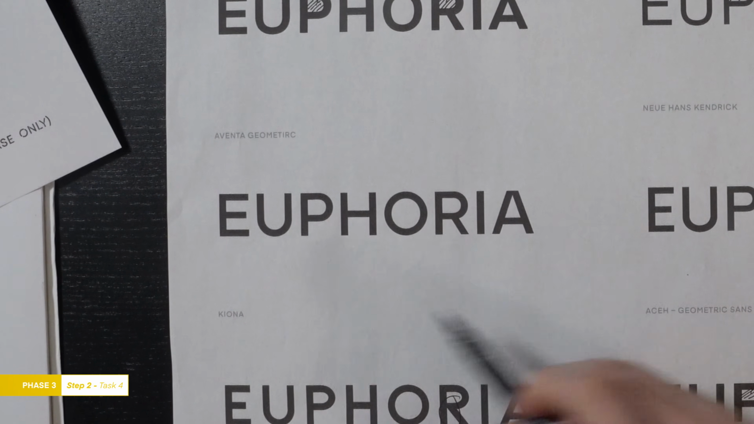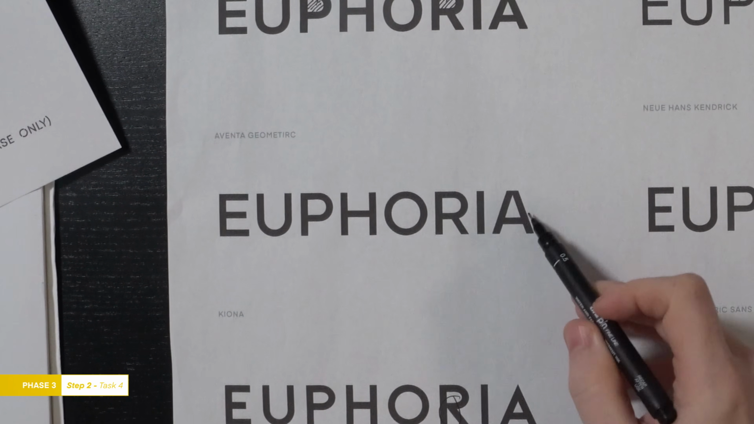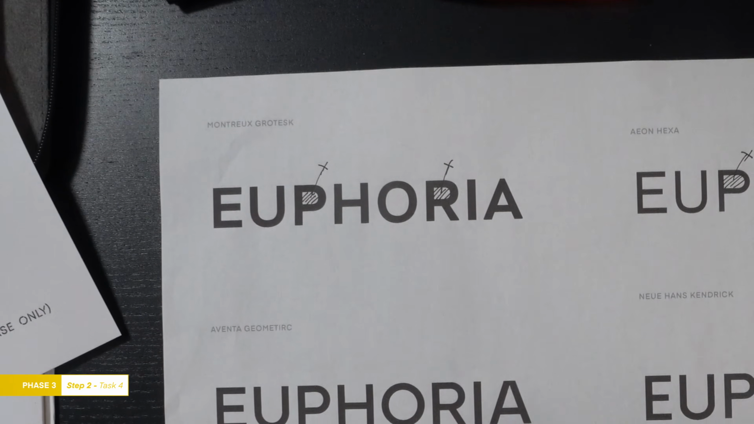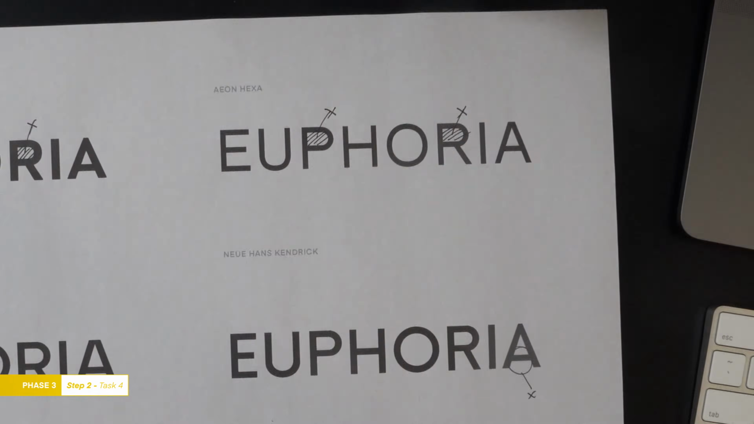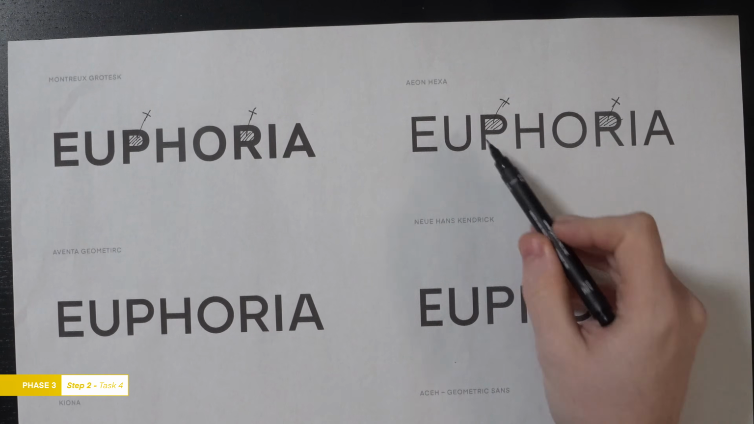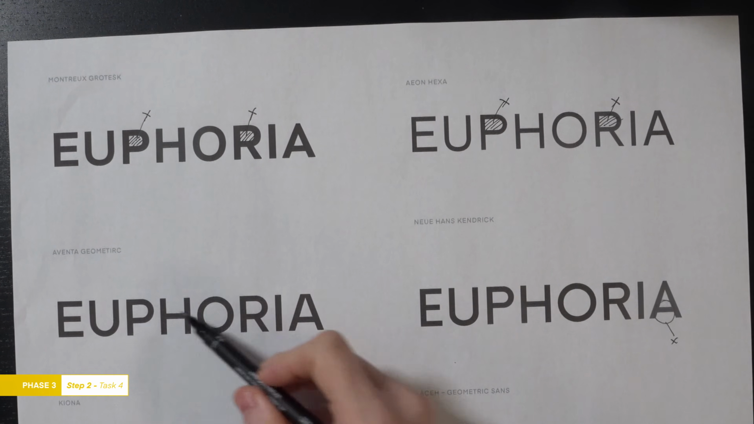These letter forms have slightly wider counters, the space inside the letters here, compared to Montreux, Eon, and Arche. Eon is really nice, but again, the counter compared to Aventa is smaller, and I'm looking for a bit more weight.